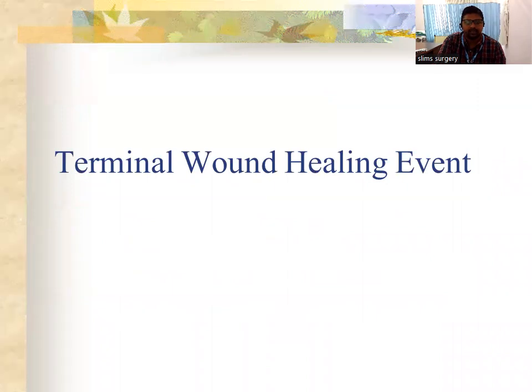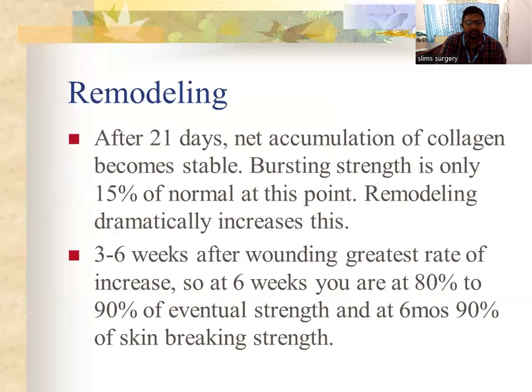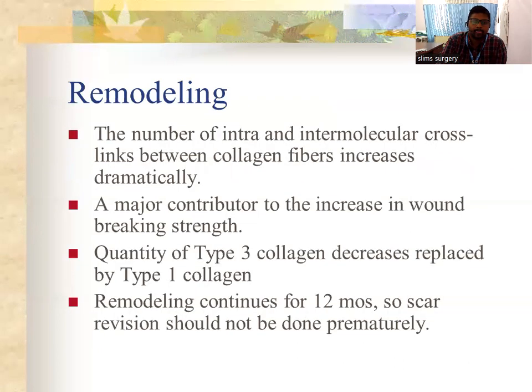The last stage is the terminal wound healing stage, the remodeling phase. That's the most important phase. After 24 days, the net accumulation of collagen becomes stable. Bursting strength is only 15% of normal at this point. Three to 6 weeks after wounding, the greatest rate of increase occurs, and by 6 weeks the wound reaches 80% to 90% of its eventual strength and of the skin breaking strength.